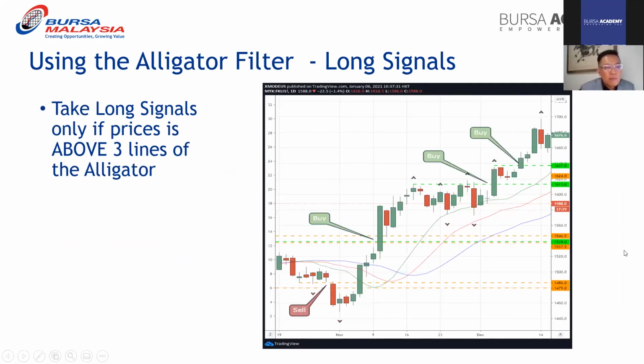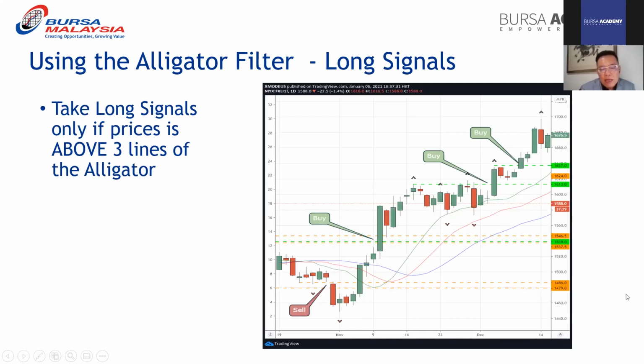Now, later we'll jump into that, but let's look at this particular thing. You may be using some trading systems or indicators, so you may ask, how do I apply this alligator filter? Let's say I'm trading a particular system and I want to use the alligator as an additional filter or indicator. Using an alligator filter for long signals, you only take long signals if the prices are above the alligator and it's opening up.